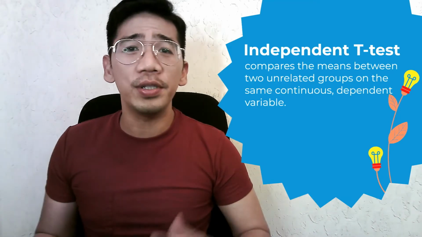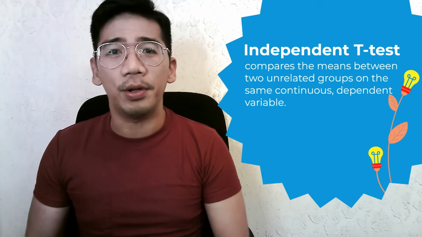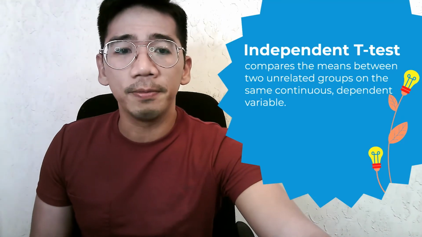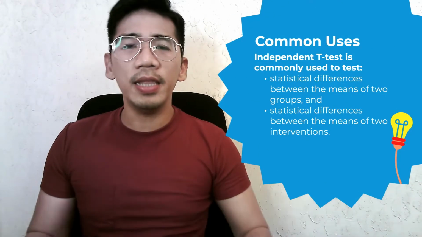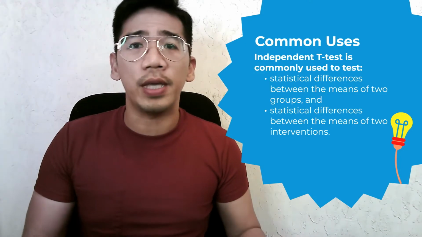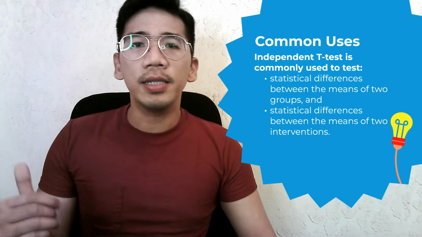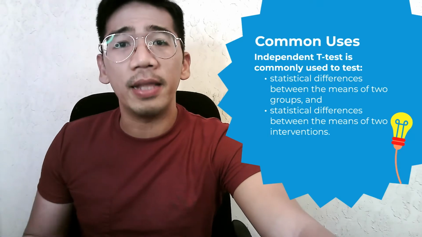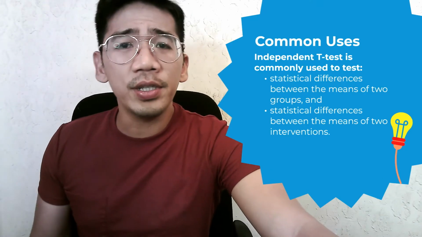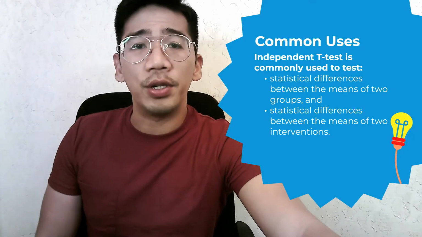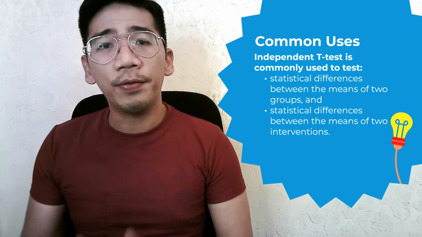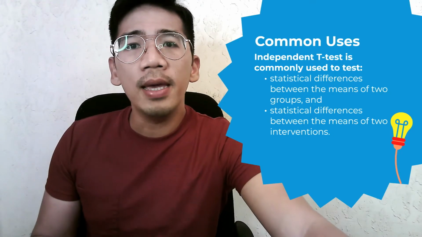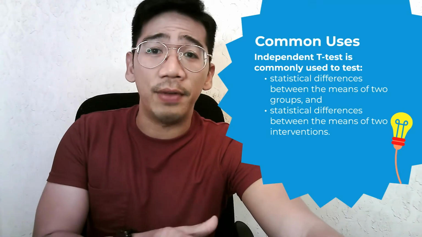Now, the variables used in this test are known as the dependent variable or the test variable, and the independent variable or the grouping variable. The independent samples t-test is commonly used to test, number 1, the statistical difference between the means of two groups. For example, you could use an independent t-test to understand whether first-year graduate salaries differed based on sex. Your dependent variable would be first-year graduate salaries, and your independent variable would be sex, which has two groups, males and females.